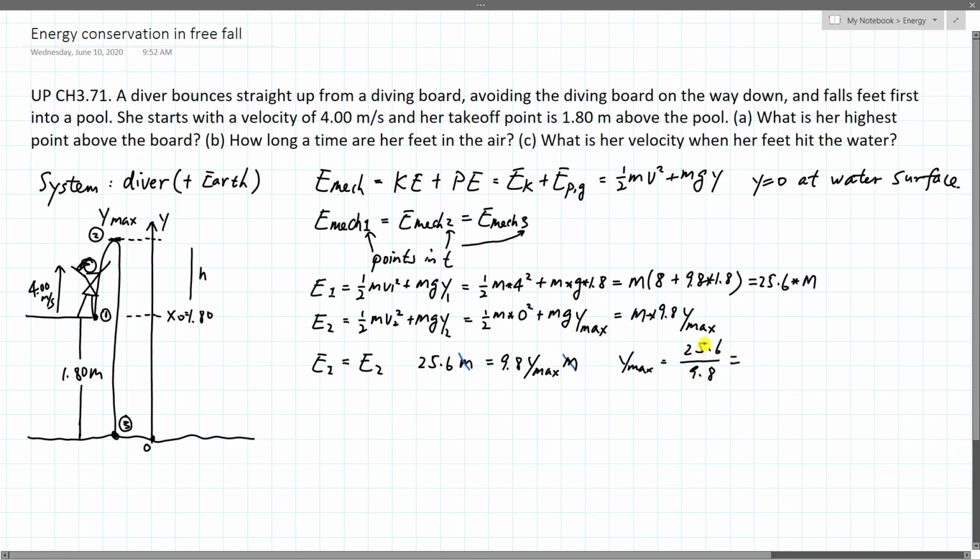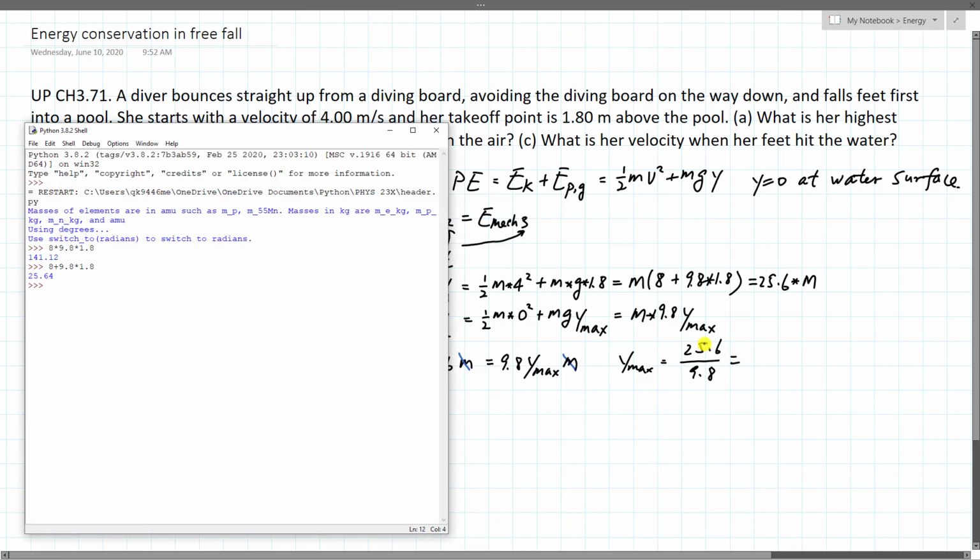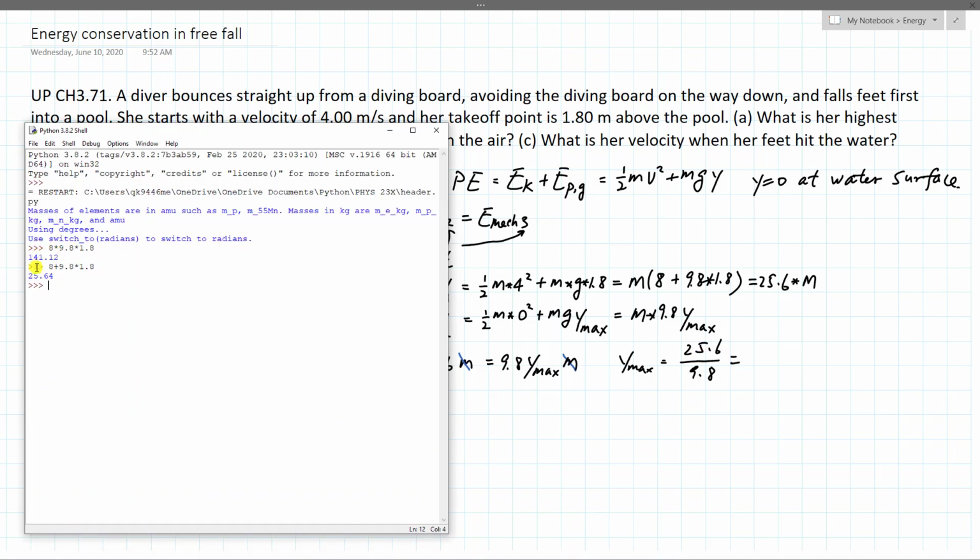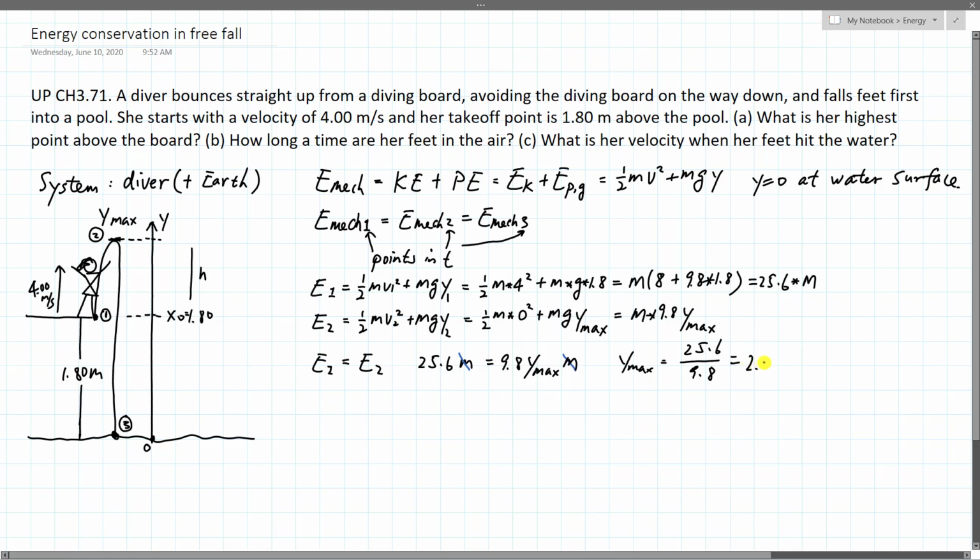But let's bring out our calculator. As you can see, the last time I recorded the wrong number because I had a wrong sign here. Python is really good, I can keep track of what mistakes I made. So 25.6, I will use the underscore, that is the answer of the previous step, and divide by 9.8. So we have 2.62 meters above the water level.